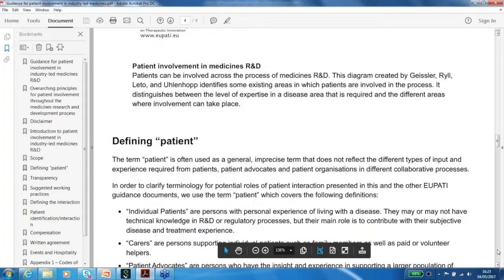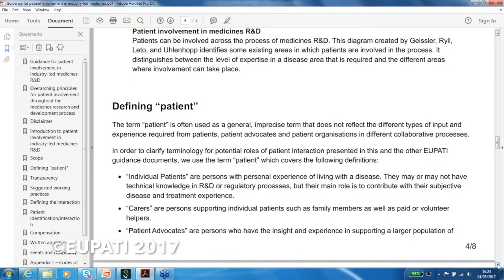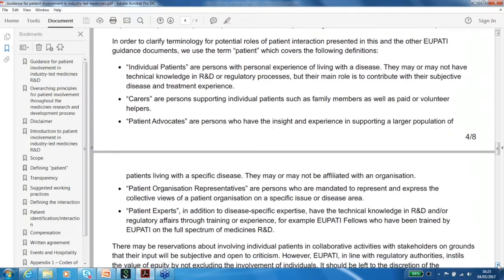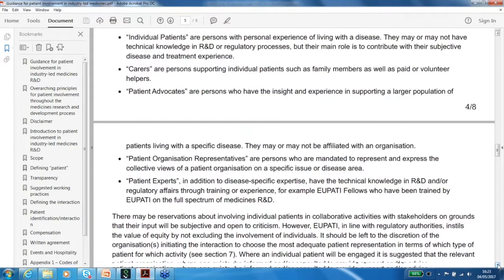Okay, just going down to the next piece, which here, as I mentioned earlier, is actually defining what we mean by patient. As I mentioned previously, EUPATI spent a lot of time trying to make these definitions very clear. The term patient is often used very generally, but it does cover a number of different individuals who have a say in the way that medicines are developed, and we really wanted to take some time and make sure this was clear in the guidance document. So you'll see here as I track through, we cover carers, patient advocates, patient organisation representatives, and patient experts, which I'm sure is a term that you've heard quite frequently across your conversations.